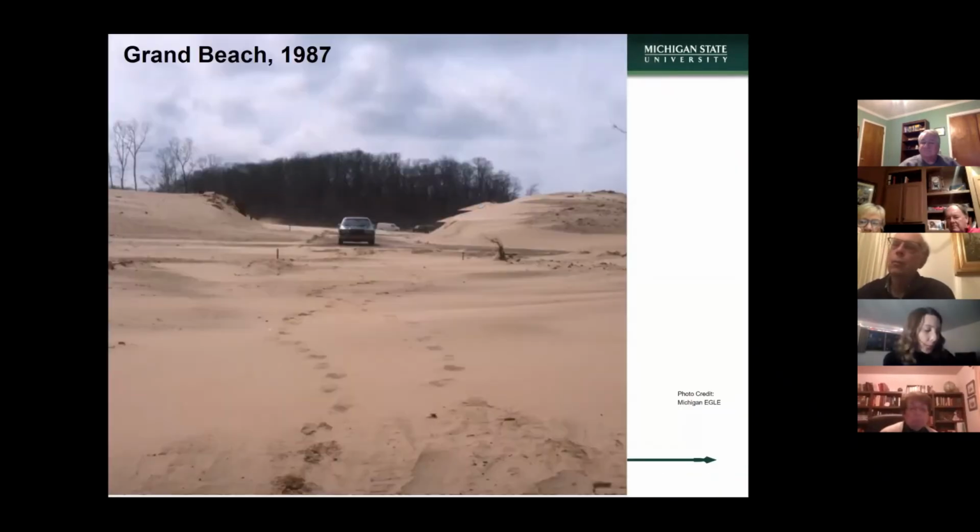Here we go. This is at Grand Beach, which is in the southwestern part of Lower Michigan, not that far from Van Buren. This is Grand Beach in 1987. Nice old Chevy in the foreground, trees in the background.